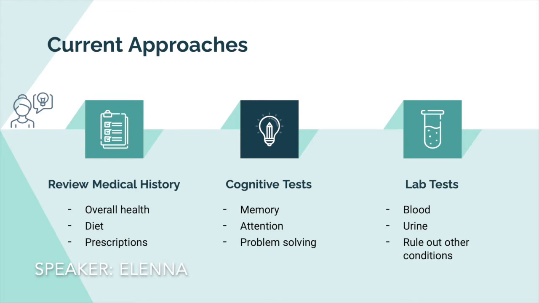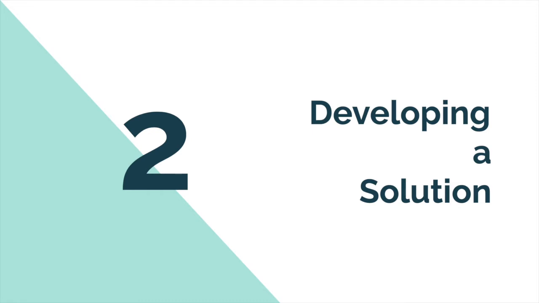Current approaches. One method that doctors use to help determine whether someone has Alzheimer's is reviewing the person's medical history, so they might ask about the person's overall health, diet, and prescriptions. Doctors also conduct cognitive tests, which assess certain cognitive skills like memory, attention, and problem solving. Another current approach to diagnosing Alzheimer's is lab tests. These include taking blood and urine samples, which can help rule out other health conditions. Many of these current approaches require repeated doctor's visits over time, but Alzheimer's should ideally be diagnosed as soon as possible. So the second step of our project was to develop a solution that would help address this issue.